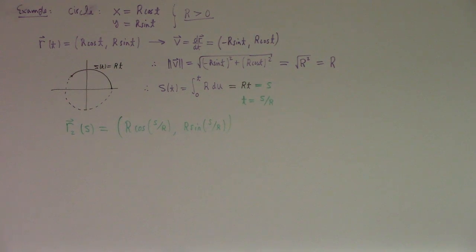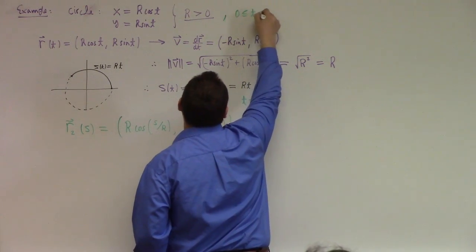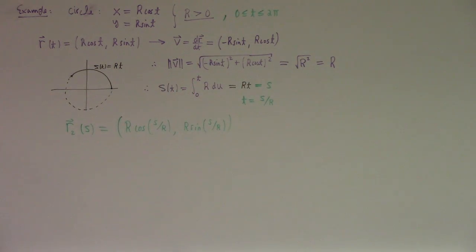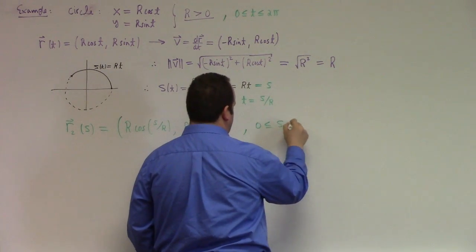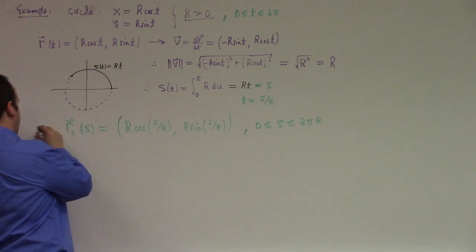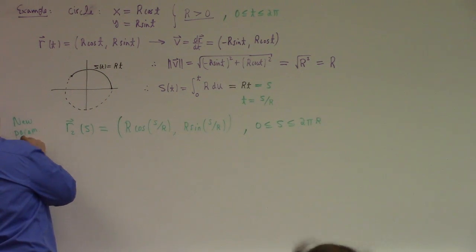And what's the domain of s now? To be clear, up here I should have told you that 0 is less than or equal to t, less than or equal to 2 pi. For example, what would the parameter domain be for the arc length parameter? I have to multiply that by r. r t is equal to s, so I have 0 less than or equal to s less than or equal to 2 pi r. So this gives us a new parameterization of the circle.